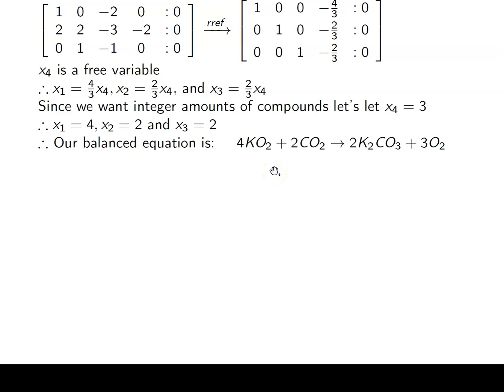whole numbers. We also use the lowest value. What I mean by that is I wouldn't want to choose 6 for x4. I don't want to have 6 and 4 and 4 and 8. When you balance an equation, you use the lowest integer amount needed for your balancing. Okay, hope that was helpful.